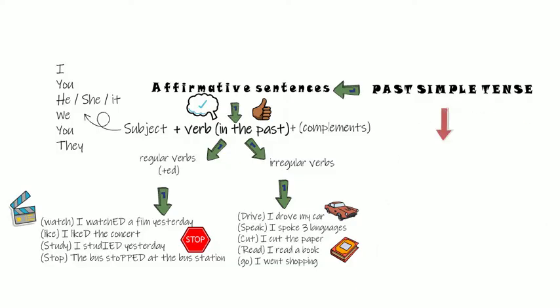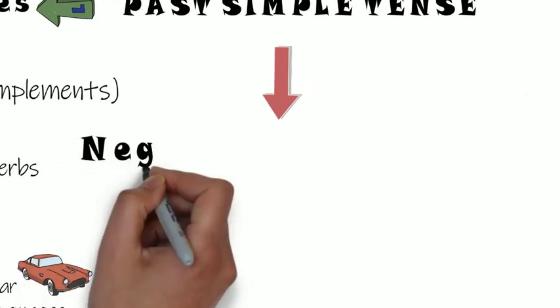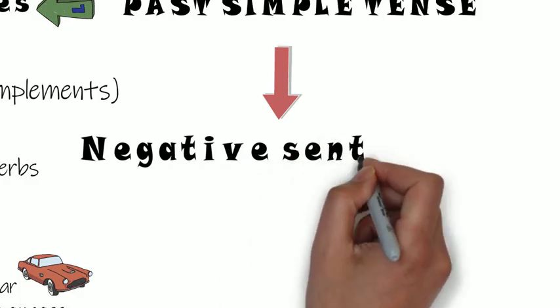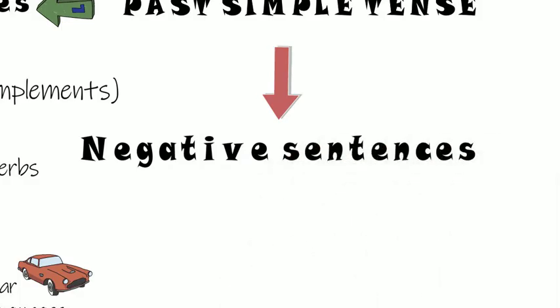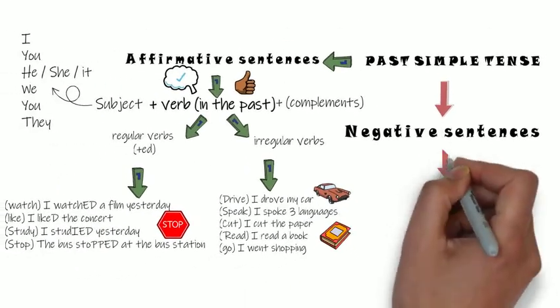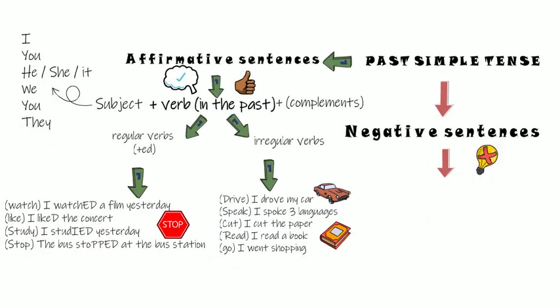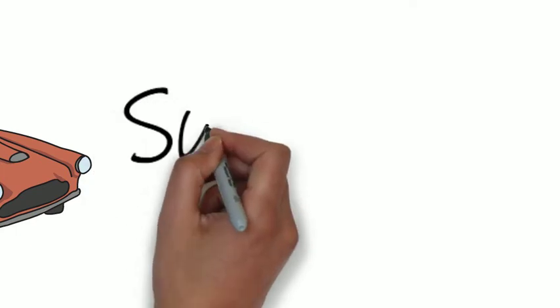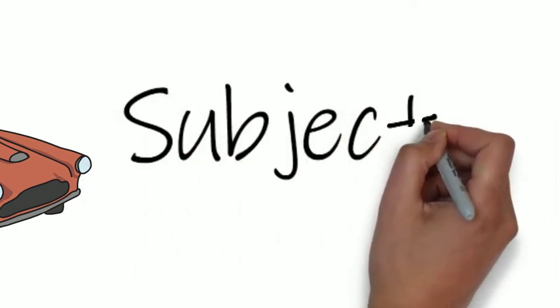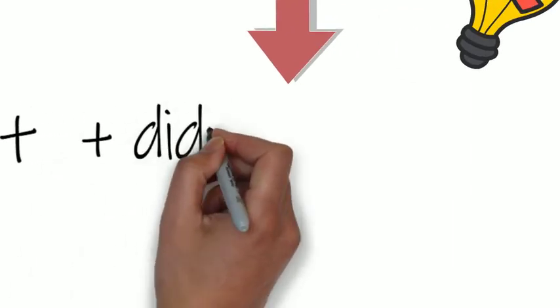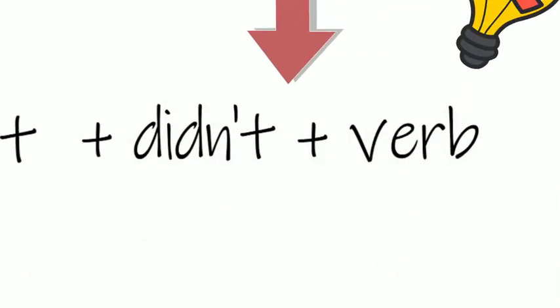And then we are going to focus on the negative sentences. What do we have to keep in mind to do negative sentences in the past simple? We have to think about the subject. The first is the subject. Then plus didn't plus verb.